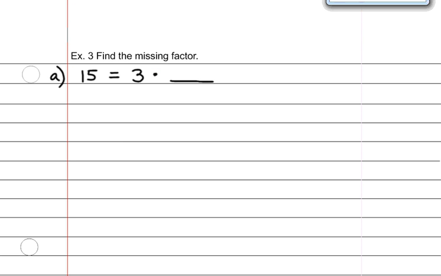Okay, so we're going to look at this factoring in a little bit different way. For example 3, I'm going to give you some missing equations. I want you to find the missing factor of these equations. The first one, I'm going to start off easy just to show you what I'm talking about. If you have 15, then 15 is equal to 3 times what? What I mean by that is find the missing factor. Obviously, I think everybody would be able to say 5. And just to remind you that 3 and 5 are called factors of 15.